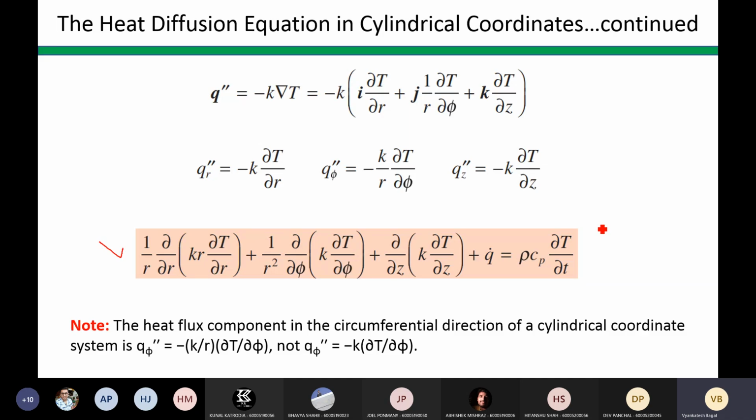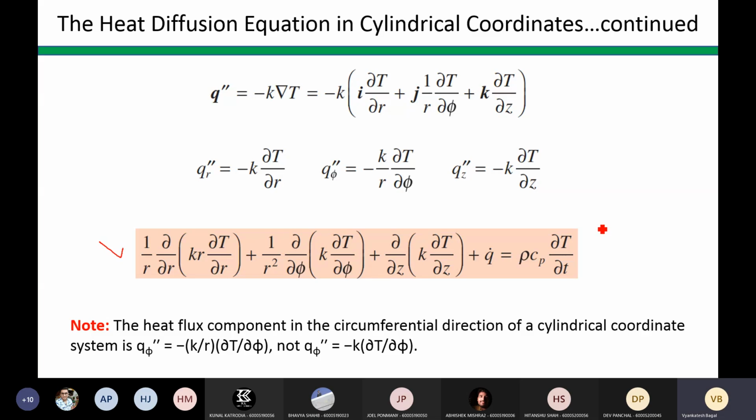The in-between steps I left for you to find out. So write down the final form now: 1 upon r dou by dou r of kr dou T by dou r plus 1 upon r square dou by dou phi of k dou T by dou phi plus dou by dou z of k dou T by dou z plus q dot is equal to rho cp dou T by dou t. Is it all? Yes, sir. Done. Okay, fine.